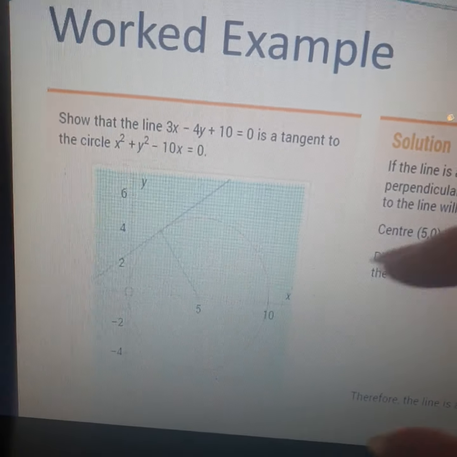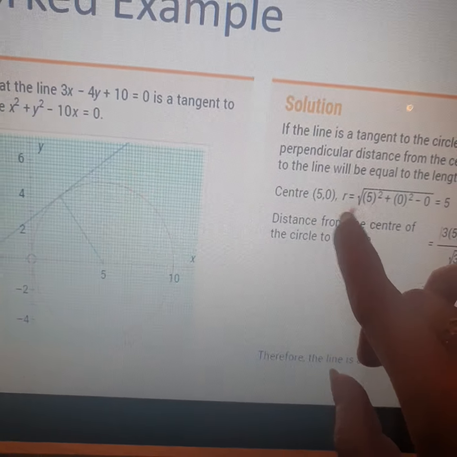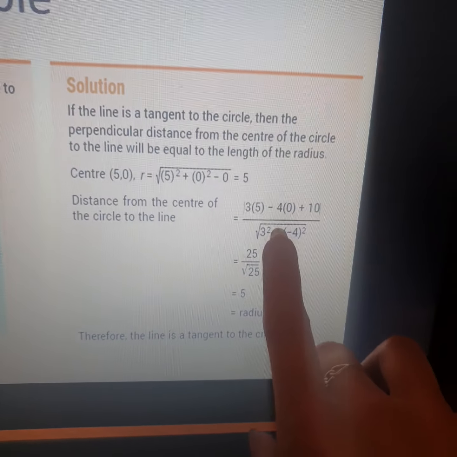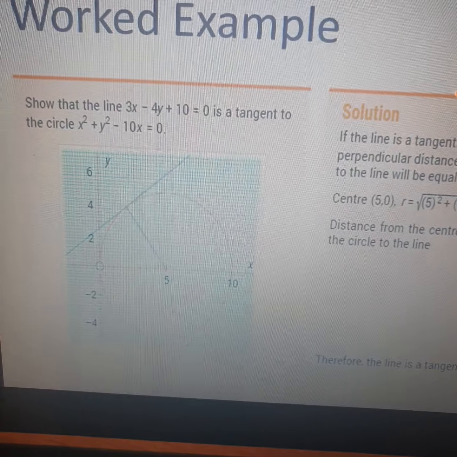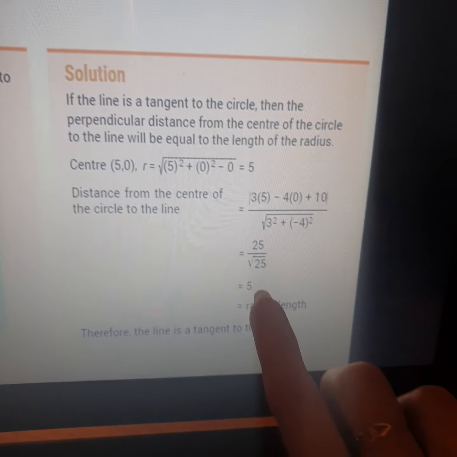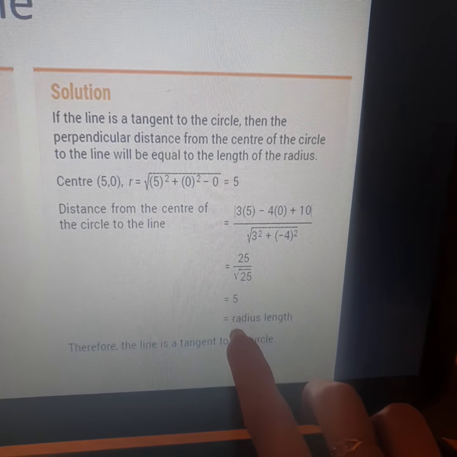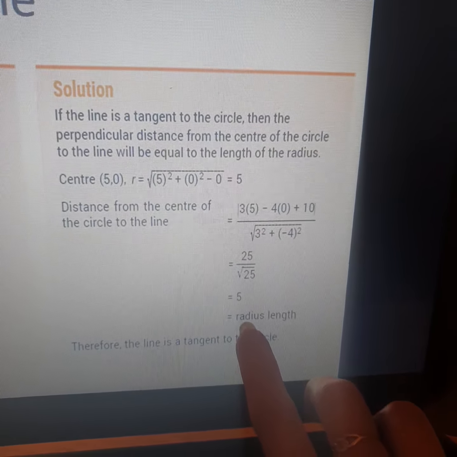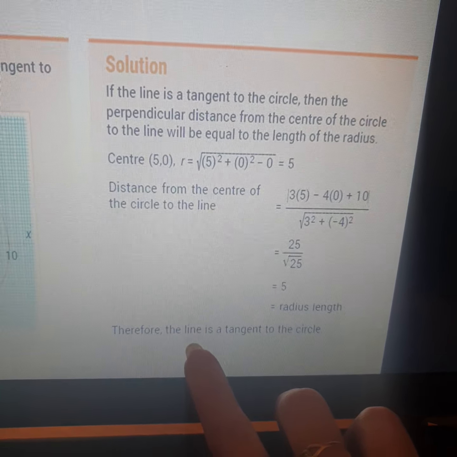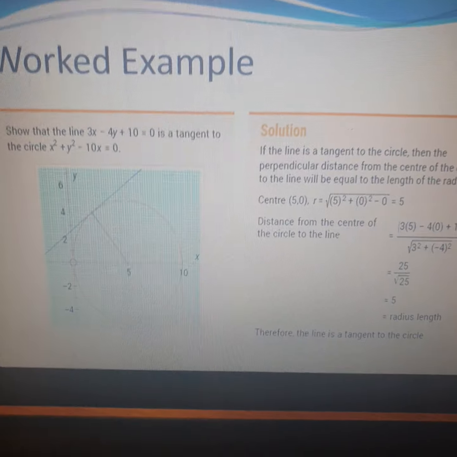So now let's get the perpendicular distance from center 5, 0 to that line. We'll take our a to be 3, our b to be minus 4, and our c to be 10. Plug it into your little perpendicular formula, which you're used to. It's equal to 5, so therefore that's equal to the radius length as well. So therefore we have confirmed that the line is in fact a tangent to the circle. Okay?